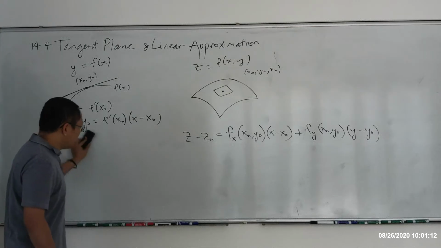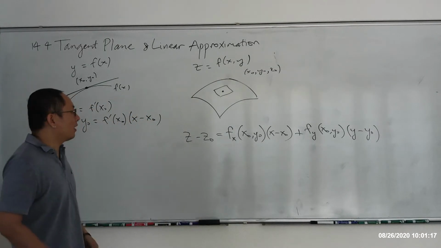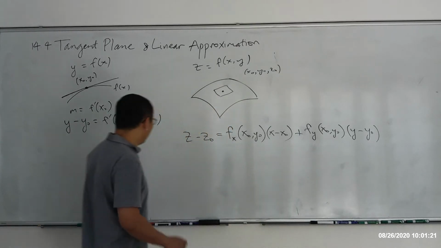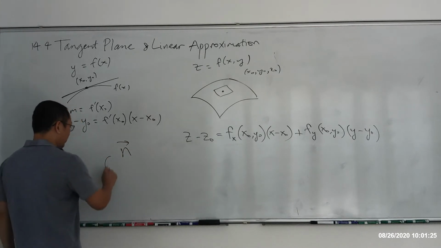But I think there's a better way, in my opinion, to explain the equation for you. Recall how we find the equation of a plane, as we learned before. We need two things: we need the normal vector, and we need a point.